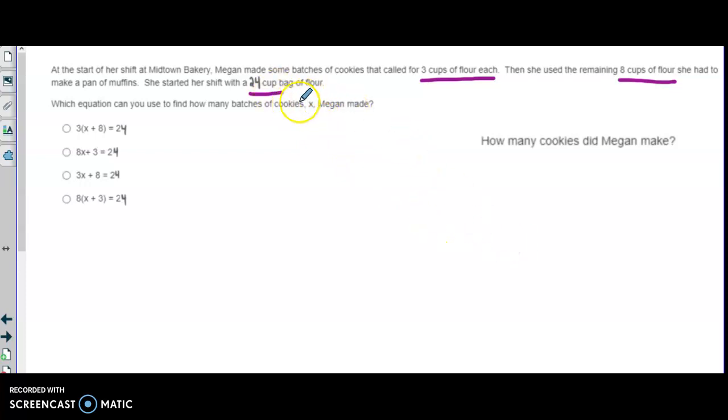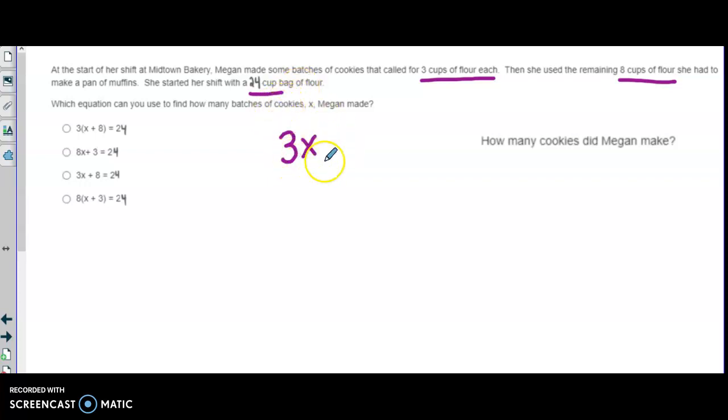Okay, so we're trying to figure out how many batches of cookies she made. It says that she made some batches of cookies that called for 3 cups of flour each. So I don't know how many batches she has, but I know that each batch needed 3 cups of flour. So I'm going to do 3 times X. If she made 2 batches, that would be 6 cups of flour. If she did 3 batches, that would be 9 cups of flour. 4 batches, 12, and so on and so forth.